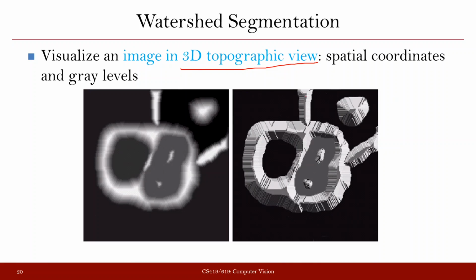This is another example. Here you have a grayscale image, and when you are projecting all the pixels, considering their intensity value as depth, you get this kind of representation. So this is a 2D image, and this is, in some sense, the visualization in 3D.